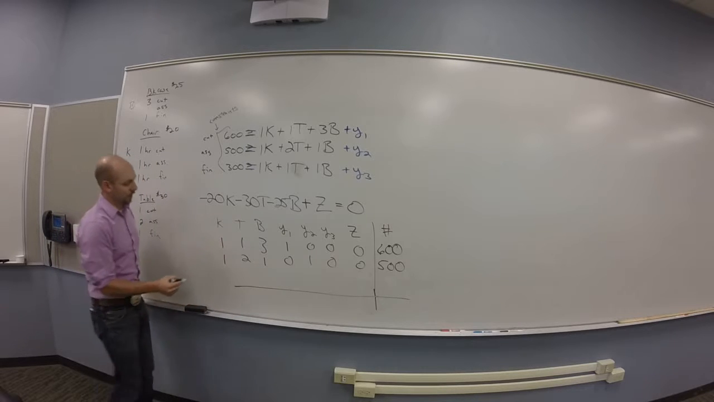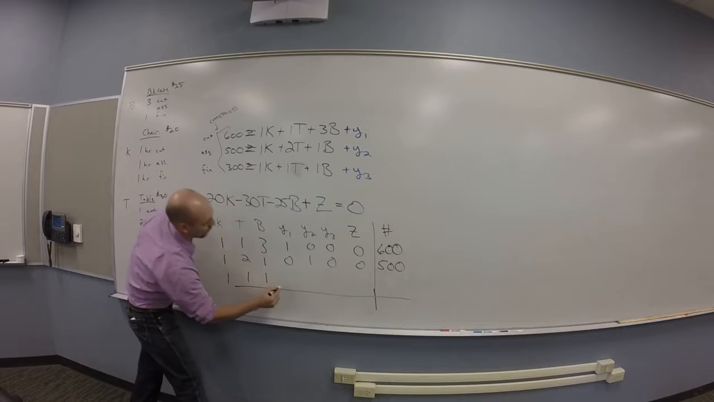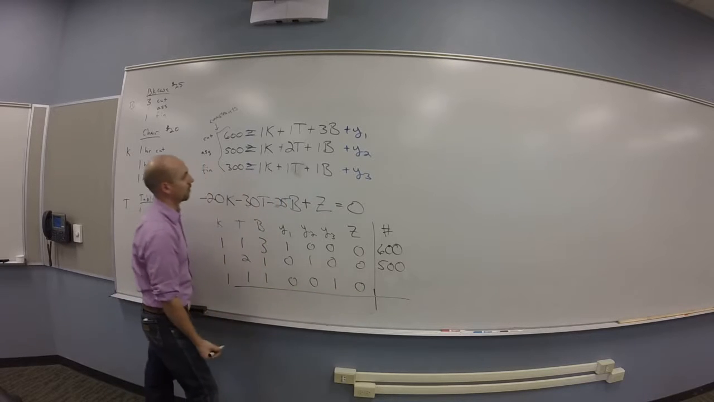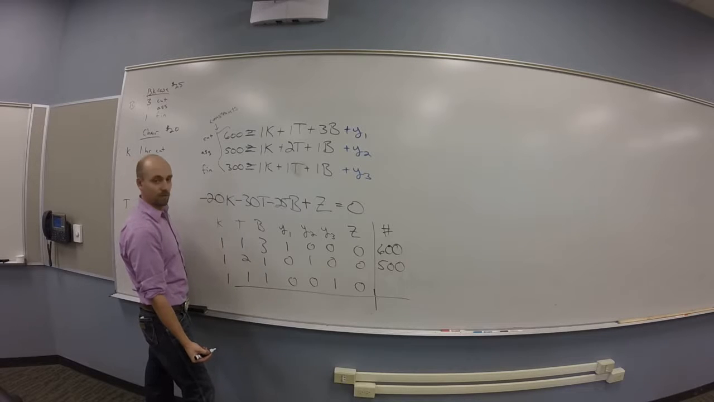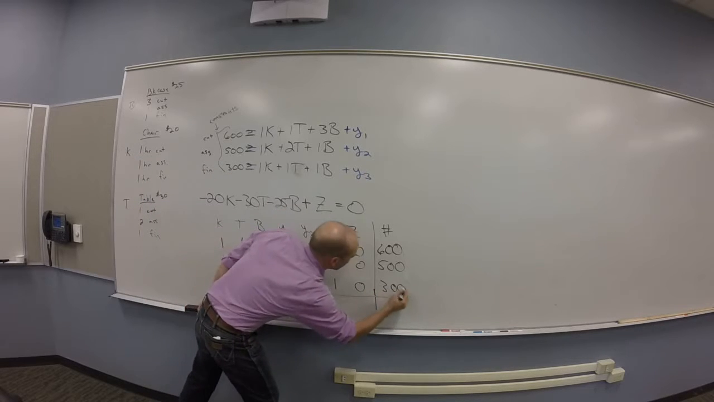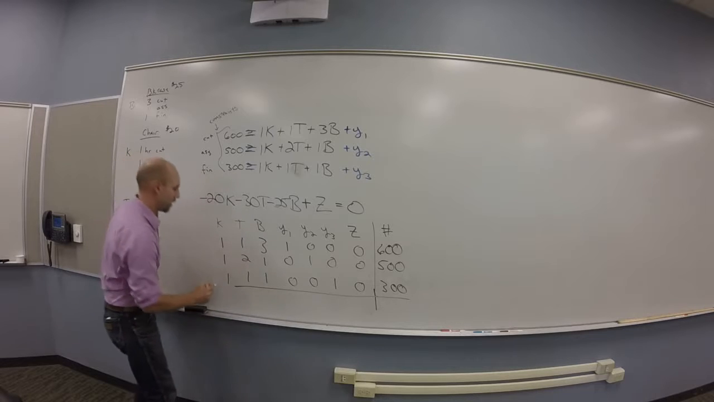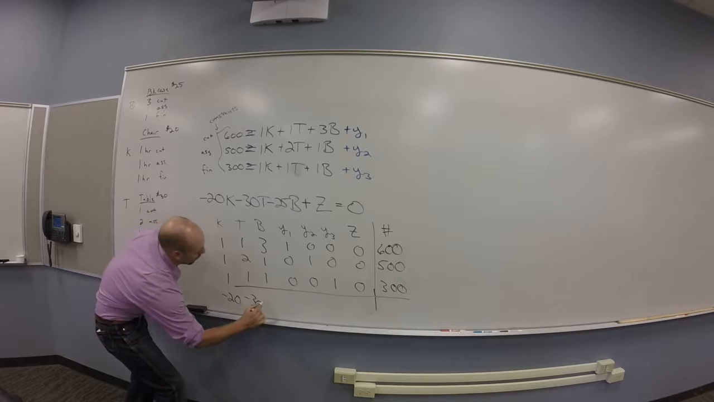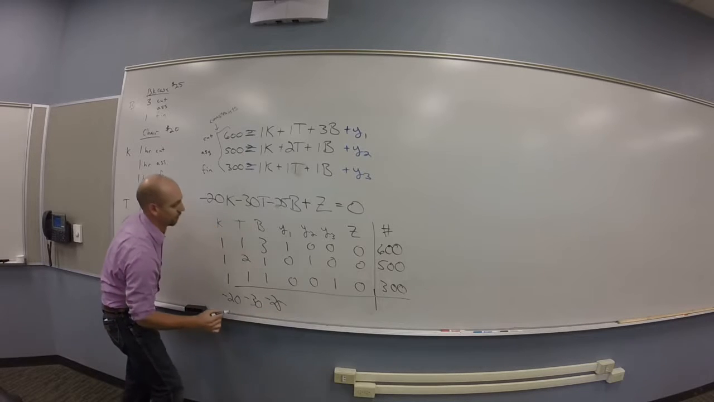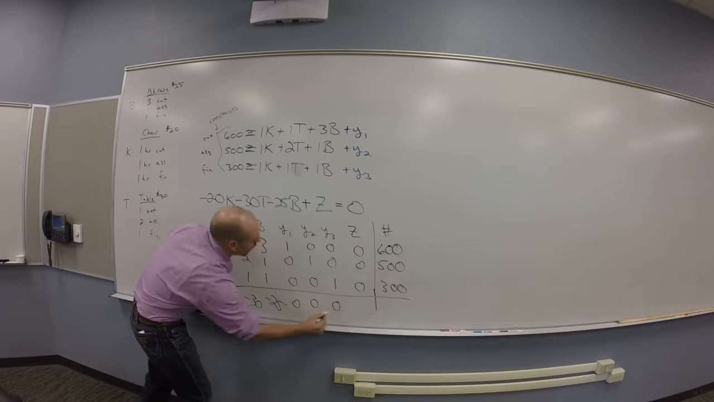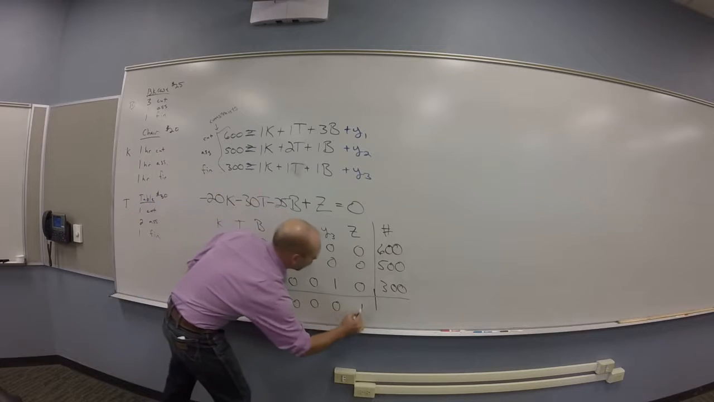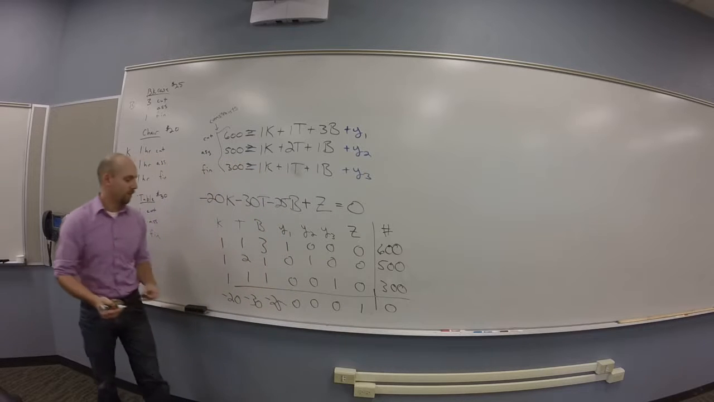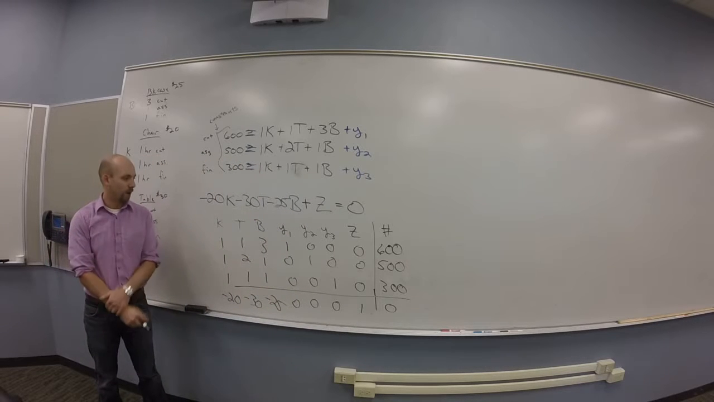And third row, I think I got 1, 1, 1, 0, 0, 1, 0, 300. 300, good. And then in my final row, I got minus 20, minus 30, minus 25, 0, 0, 0, 1, and 0. Okay, so what this says to me right now is what?